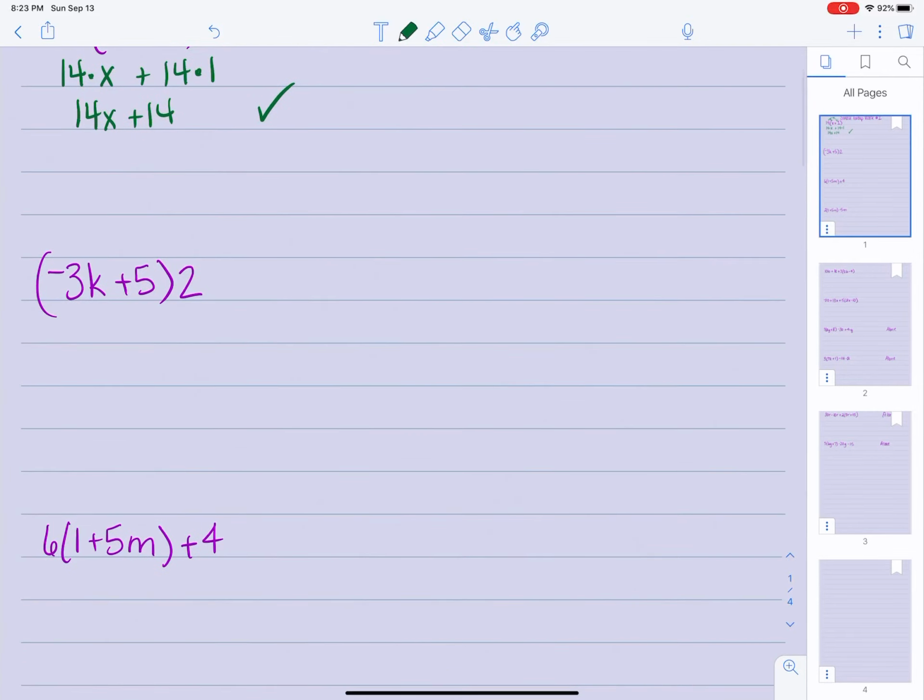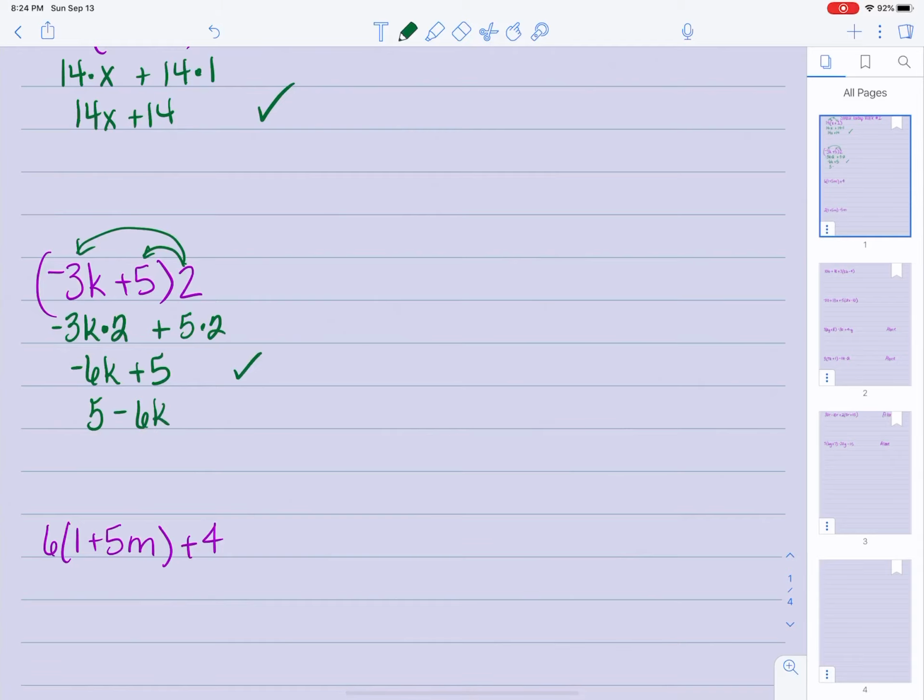We'll go to the next problem, and we're going to have to distribute a little backwards, as you notice. So the reason why I'm doing this one with you is because we are multiplying negative 3k times a positive 2, plus 5 times a positive 2. Well, a negative number times a positive number stays a negative number. So this will be negative 6k plus 5. That is an okay answer. If you are one that does not like that negative first, you could also write this as 5 minus 6k. It does not change. So those are both good answers.